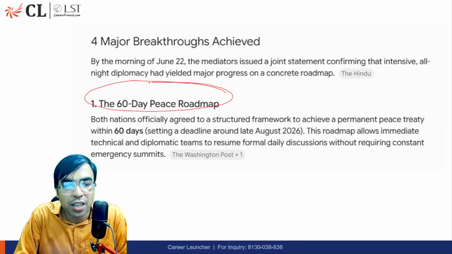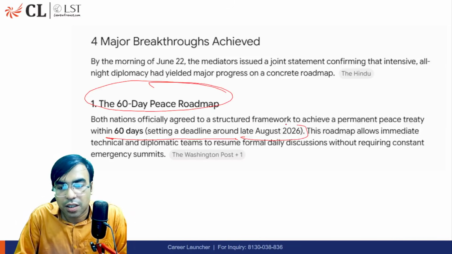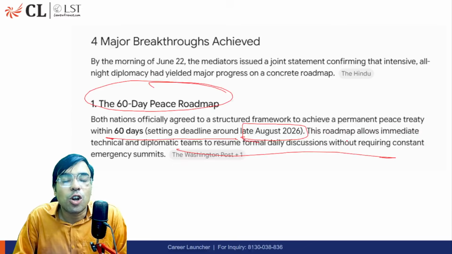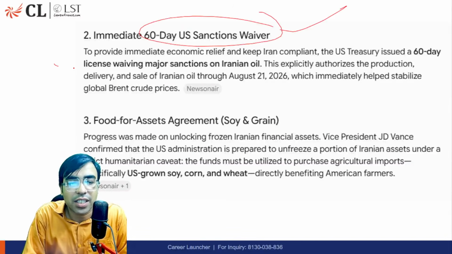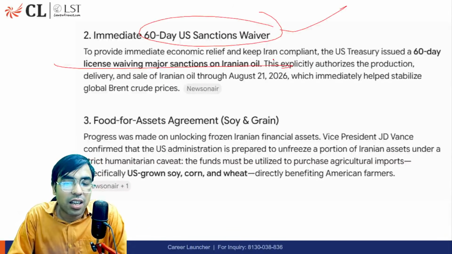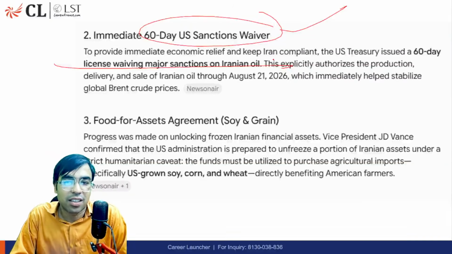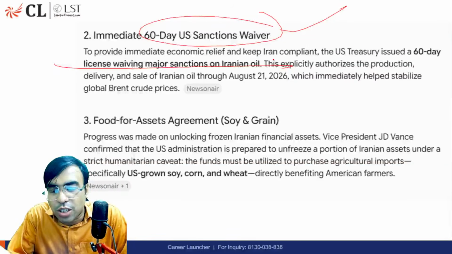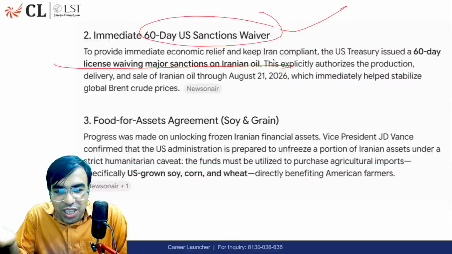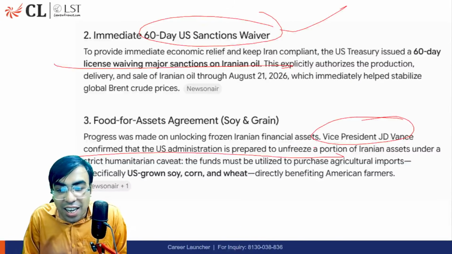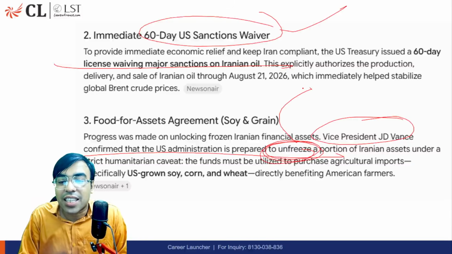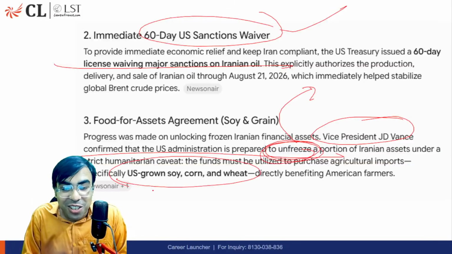Okay, the 60-day peace roadmap. Okay, so we hope that things will be better soon. An immediate 60-day US sanction waiver has been given, etc. But again, there is so much to and fro happening. First day something is happening, next day, tomorrow something else is happening. So how can I say what will happen? However, the USA has said, okay, we will defreeze the assets. And from that unfrozen asset, you should buy our soy, corn and wheat.